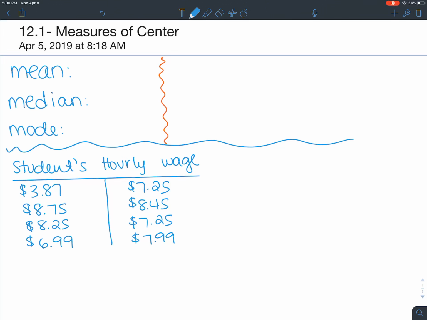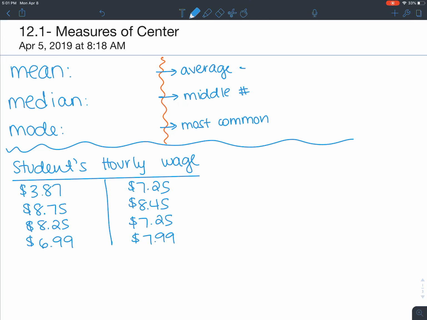All right, so we are going to be learning about different ways to measure the center of data. We can display it in tables or dot plots, or just in a list of numbers. But let's go ahead and say that we have students' hourly wage. And we are going to look at the mean, which is the average, the median, which is the middle number, and the mode, which is the most common.